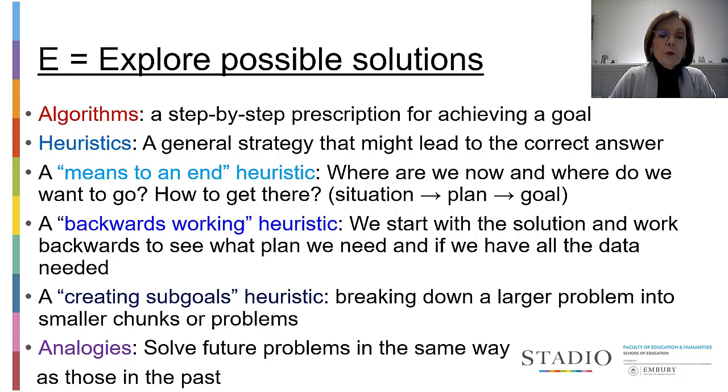Then there's also a backwards working heuristic where we start with a solution and we work backwards to see what the plan we need is, and also if we have all the data that is needed. So, if our solution is to get to a healthy plant, where do we start from? Well, it's a seed going into the ground, into the right place, etc. But also we can create sub-goals in terms of a heuristic, where we can break down a larger problem into smaller chunks or problems.